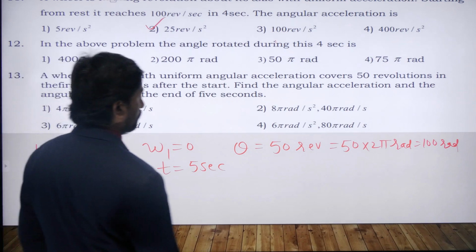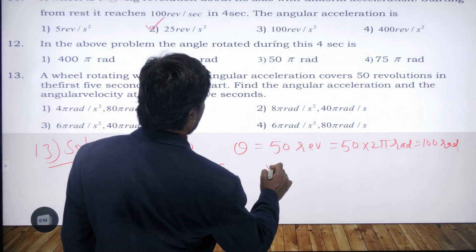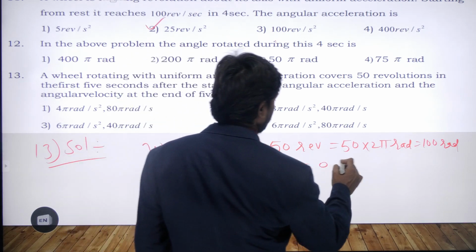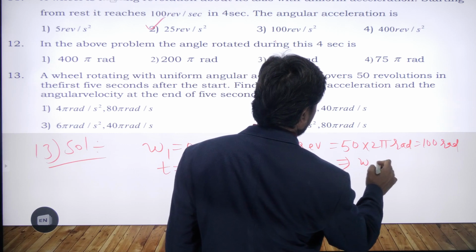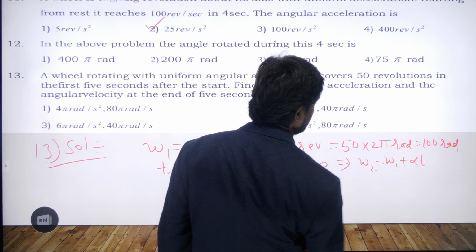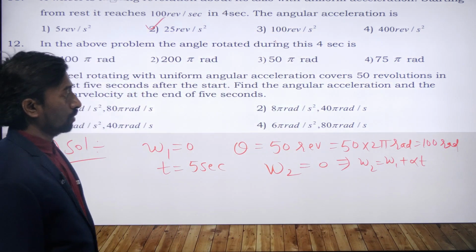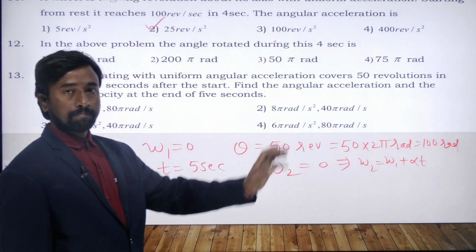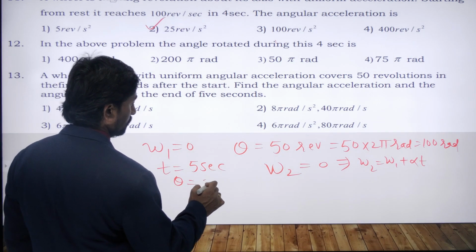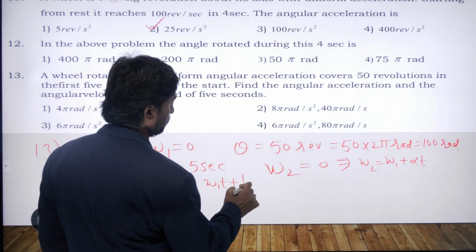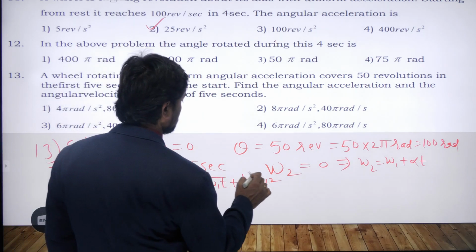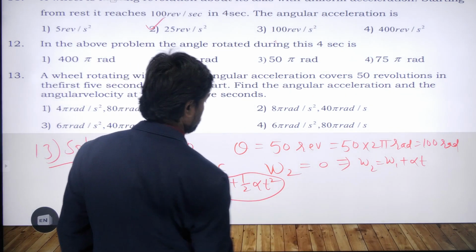Now what is the angular velocity they are asking first? Omega 2 is equal to how much? We know the omega 2 formula: omega 2 is equal to omega 1 plus alpha into t. First we should find the angular acceleration by using the second equation of motion: theta is equal to omega 1 into t plus half into alpha t square, so that we can use that formula and get the value.